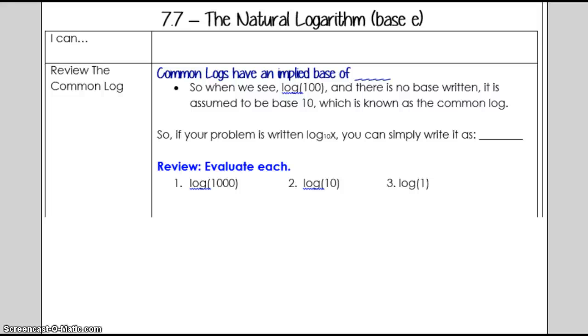All right, so this is lesson 7.7, the natural log base of e. Common logs have an implied base of 10. So when we see log 100, we assume that that's base 10, which we know as the common log. If your problem is written as log base 10 of x, then you can simply write it as log of x. So that common base of 10 we've already talked about.